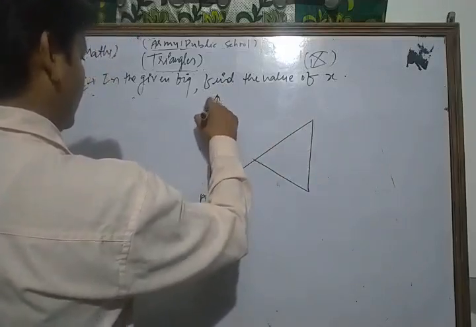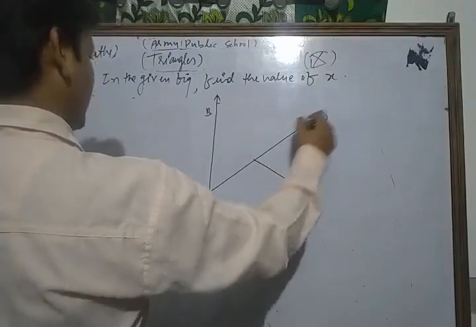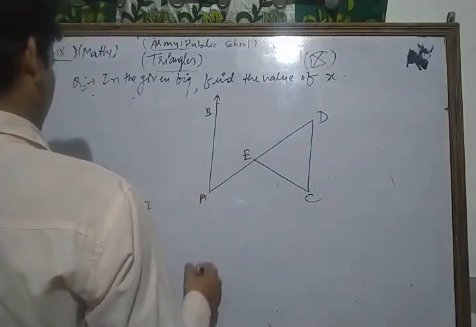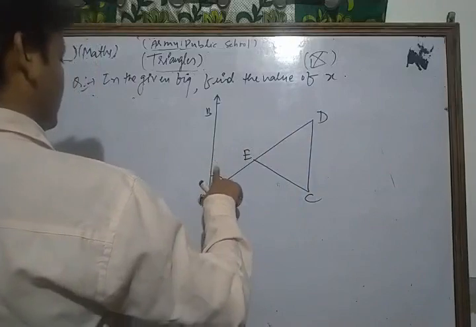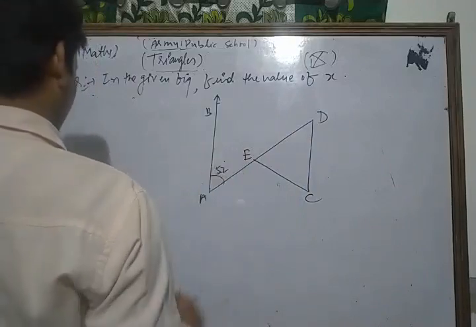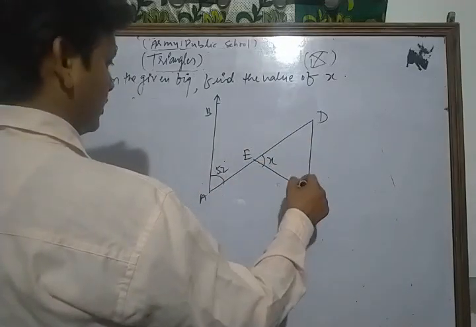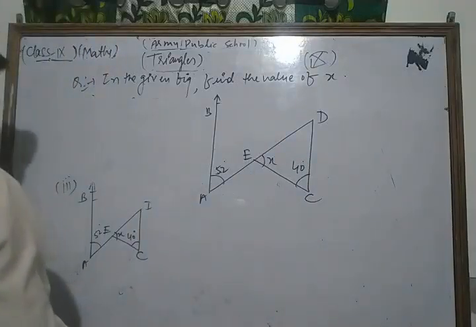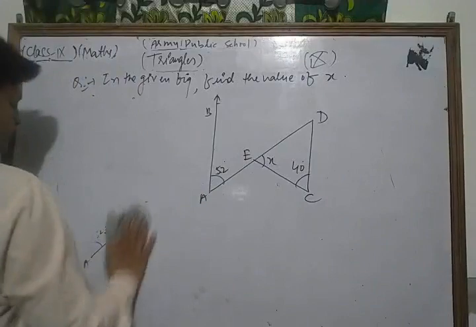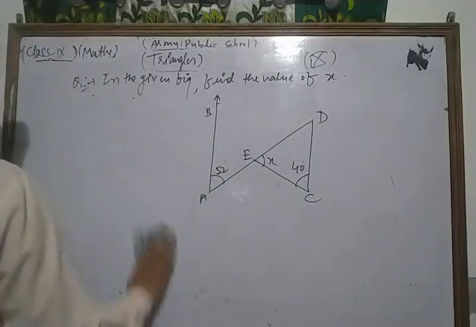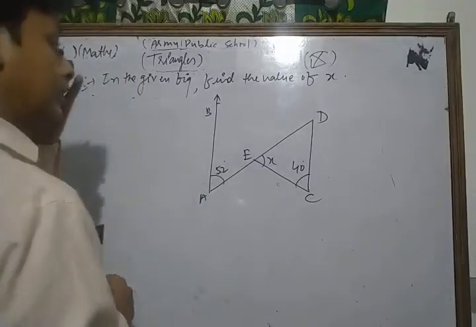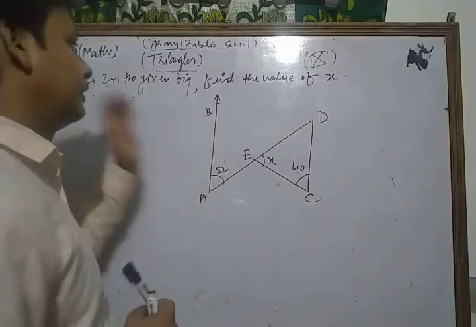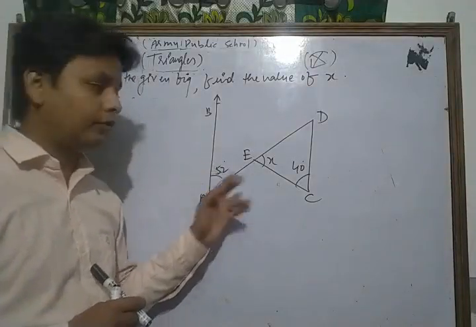This is A, B, C, D, E. This is 52 degree. This is x. This is 40 degree. Okay. Now let's see what I do. Dear students, here this is the figure. We find the value of x.